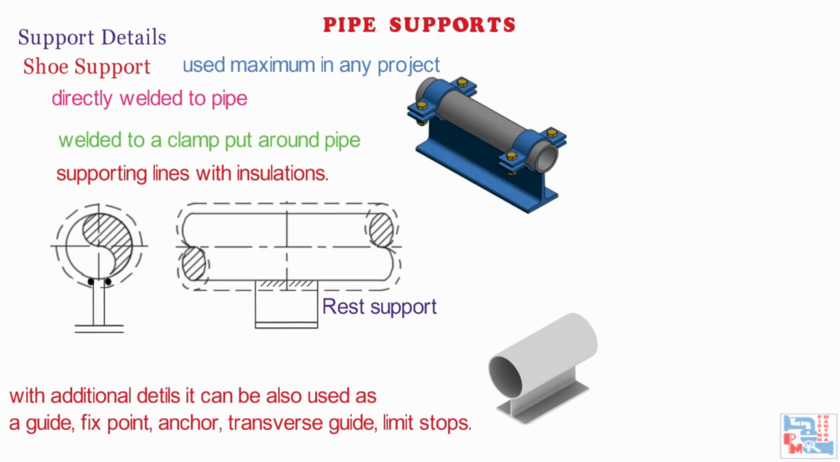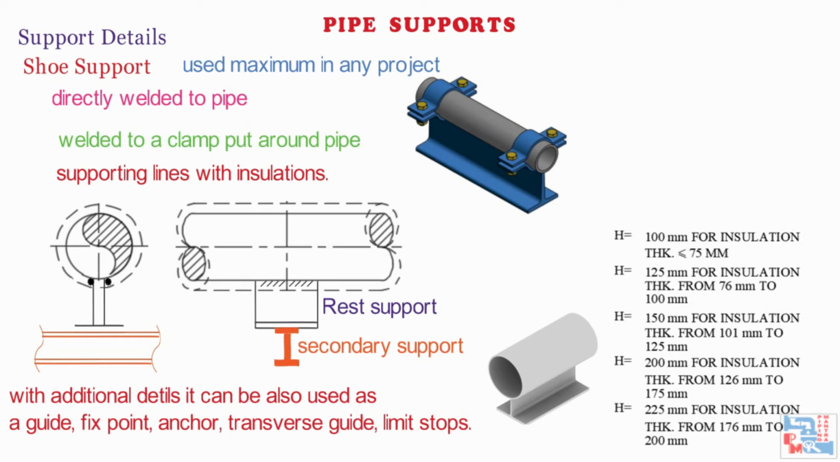With slight addition of details, it can also be used as a guide, fixed point, anchor, transverse guide, limit stops, etc. It can be modified to be used as adjustable supports also. These are primary supports and will be supported on secondary supports if required. Now shoe height varies as insulation thickness varies. For example, shoe height will be 100 mm for insulation thickness of less than or equal to 75 mm.